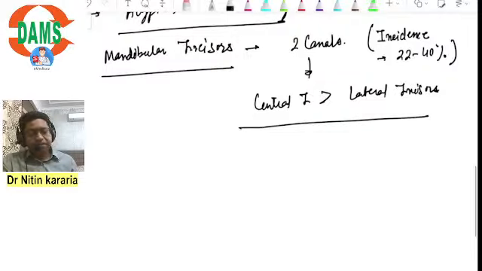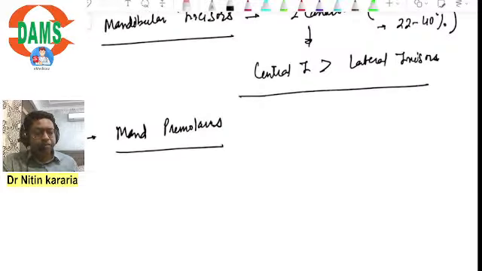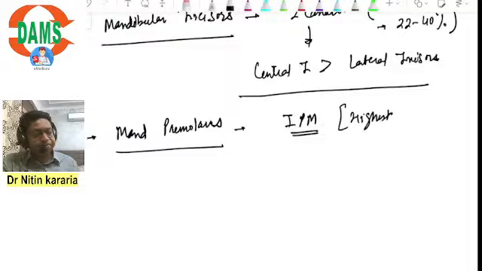Similarly, if we talk about mandibular premolars, then the first premolar has the highest incidence of atypical canal anatomy.